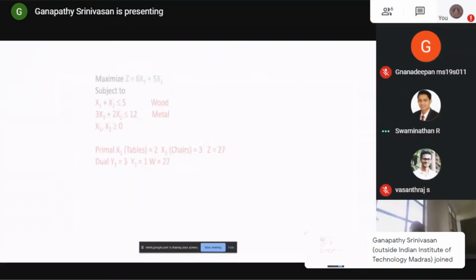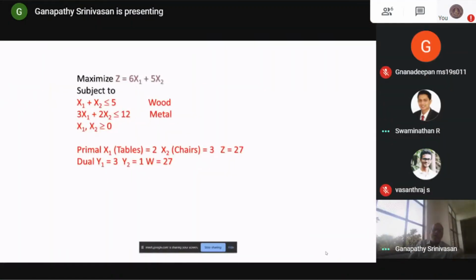Very good. So let's look at this problem. This is a simple linear programming problem. If I ask you how many constraints are there, the answer is 2. So x1, x2 greater than or equal to 0 is not explicitly treated as a constraint. The answer to the question how many constraints are there is 2.